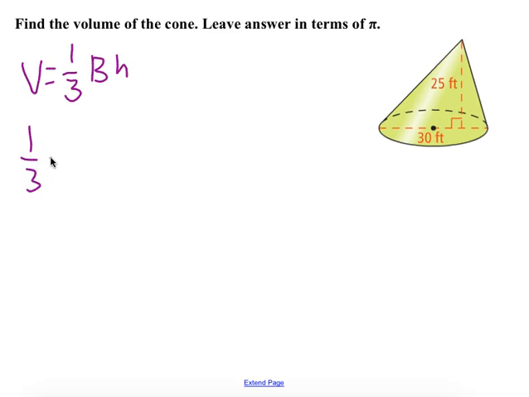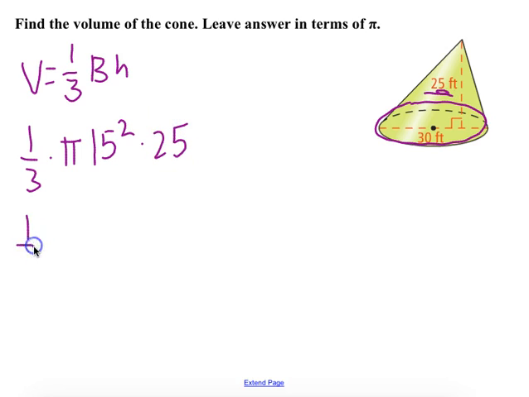How do you find the area of a circle? That's your base shape, right? Pi r squared, so pi times 15 squared times the height of your cone, which is 25. Drop down the 1/3, 15 squared is 225, pi times 25.